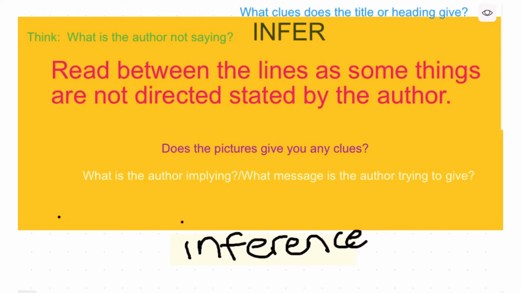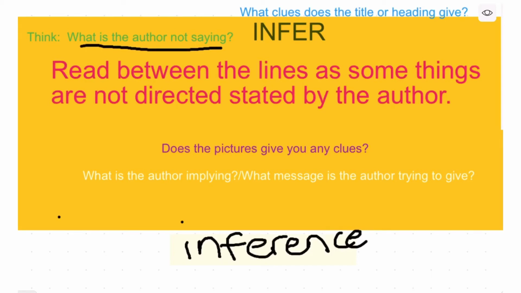An inference is asking the reader to read between the lines as some things are not directly stated by the author. So once you start reading a book, there's going to be some information within your text that you need to read between the lines to figure out what the author is trying to teach you. For example, these are some questions that will come across your mind. You need to think, what is the author not saying to me?